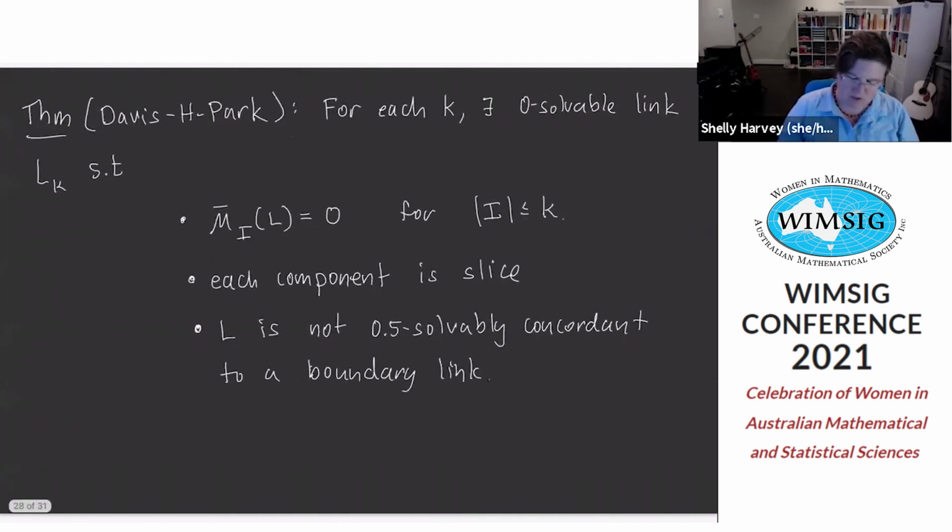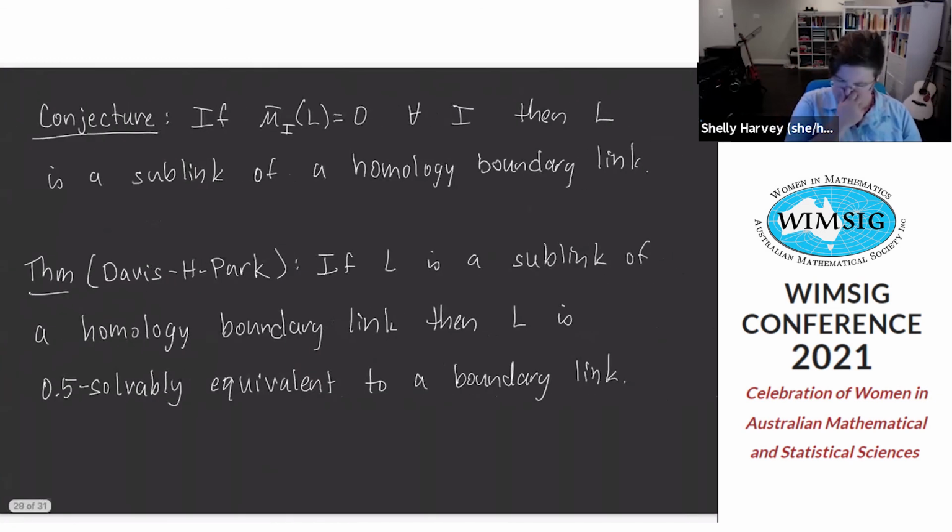So we wanted to ask, can you show that every link is n-solvably equivalent to another link for all n? That would be a great theorem, but it's not true. So what we do know is the following. I'm going to skip this theorem because it's a little confusing. Okay, so we were able to show some positive results.